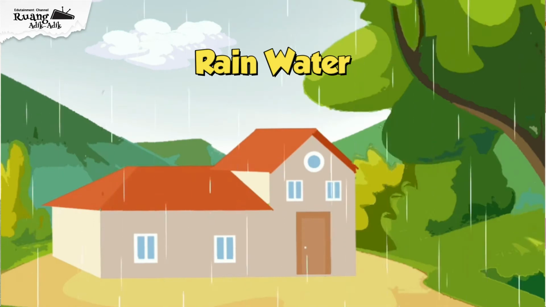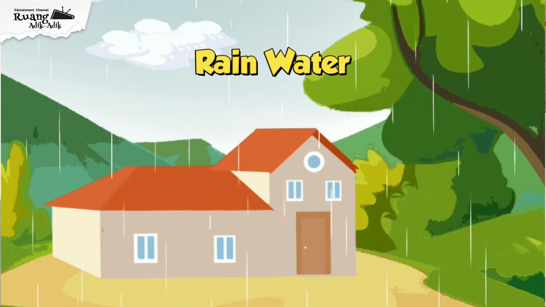Rain is water that falls from the sky. Rain falls on Earth because the clouds are filled with dew that becomes water.